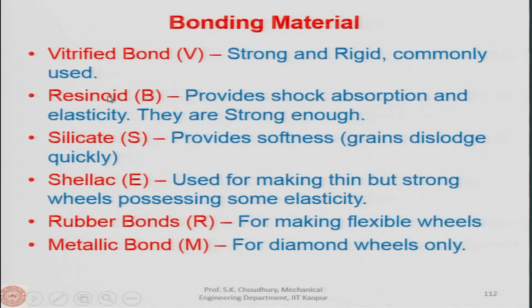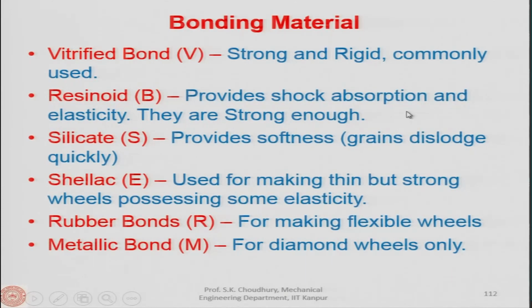Next bonding material is the resinoid, and the resinoid is designated by B. Resinoid provides shock absorption and elasticity. They are strong enough. They are probably as strong as the vitrified bond, but they can provide a little bit of shock absorption.